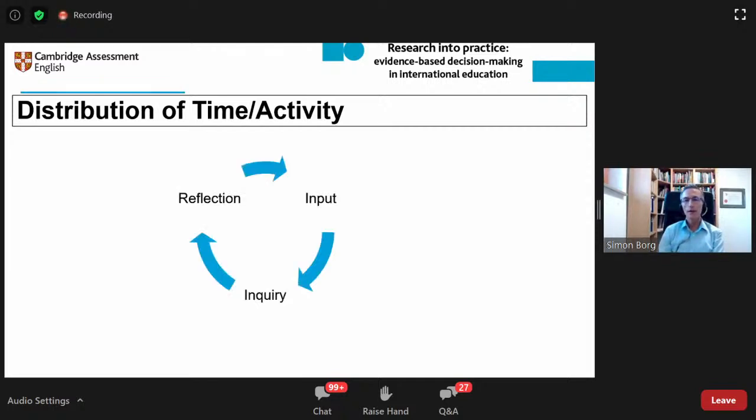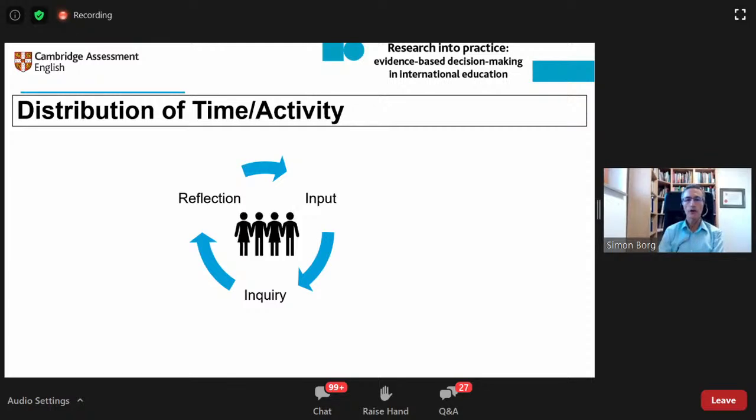although very often there are practical reasons why that's not feasible. But as an ideal approach to the distribution of time and activity, I would always encourage individuals responsible for professional development to ensure that these three elements are part of the program. In other words, that teachers have opportunities to receive input, both from external sources and from other teachers, that they have opportunities for inquiry, particularly inquiry in the classroom, and they have opportunities to reflect on the outcomes of the inquiry, both in terms of the effectiveness of the new teaching they're trying out, the new ideas they're trying out, and its impact on learners.